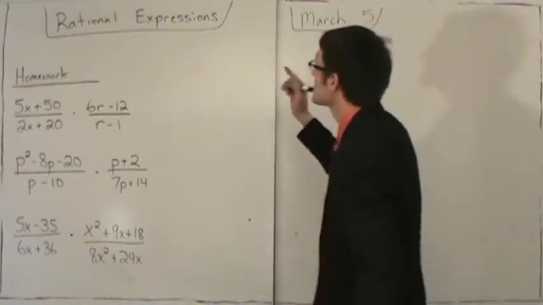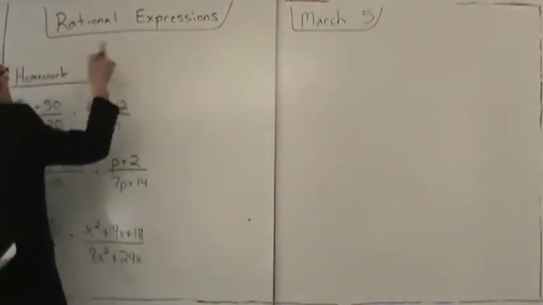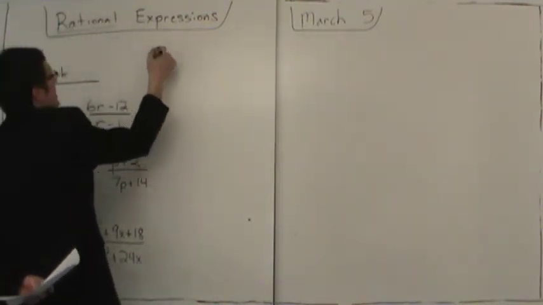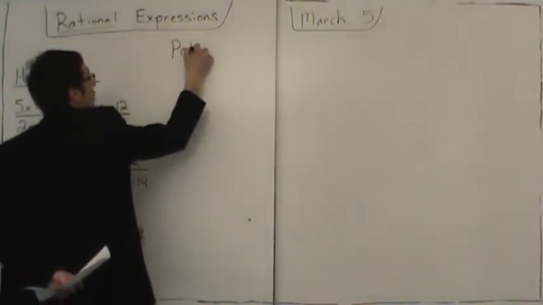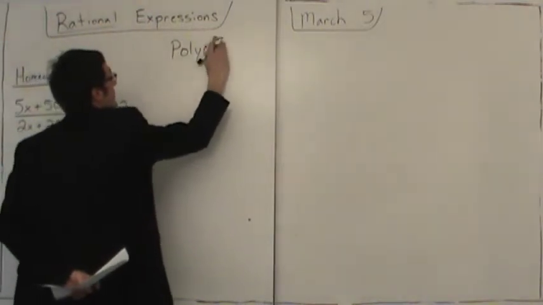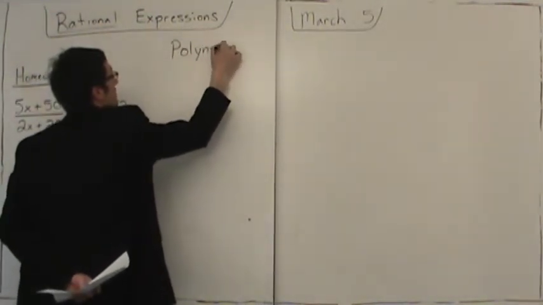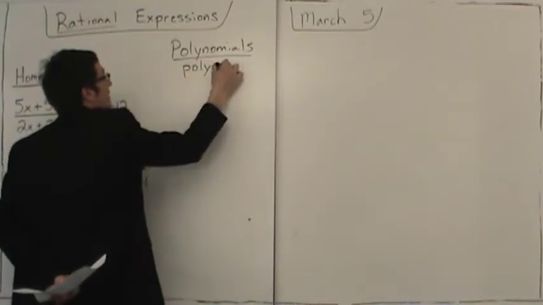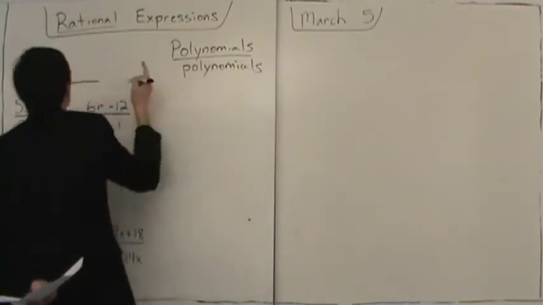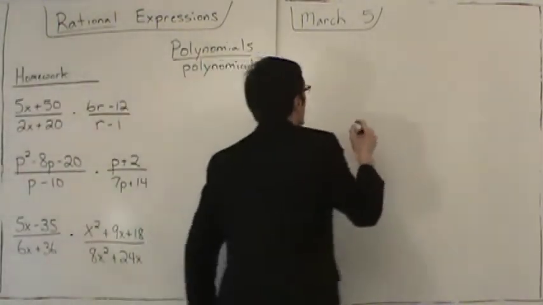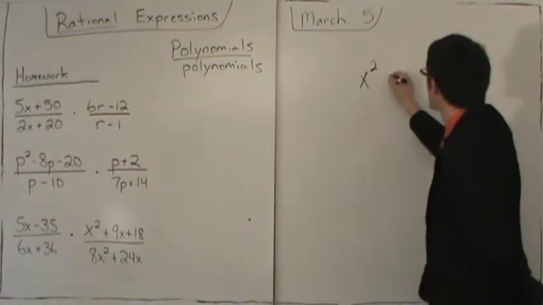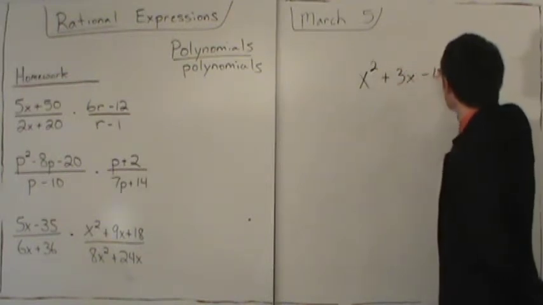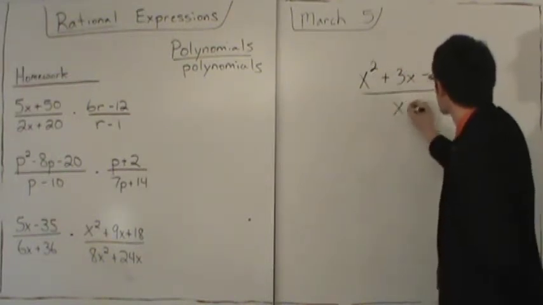But okay, so today's lesson is rational expressions. And you guys have already seen this. Remember, we've studied rational expressions in the past. Rational expressions are polynomials divided by polynomials. Now you may remember, if I write, let's say x squared plus 3x minus 40 over x minus 5.